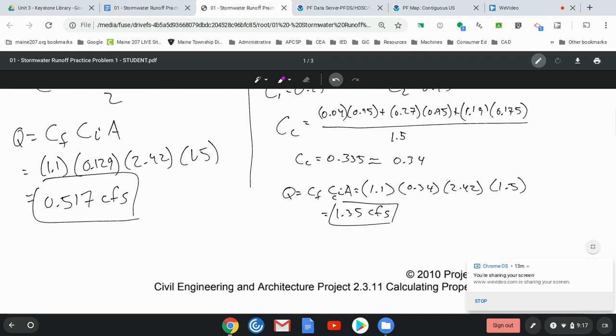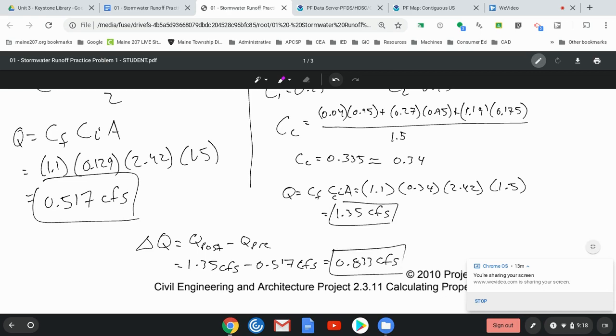All right, so now we have our two numbers. Our change in runoff, delta Q, is Q pre, oops, not pre minus post, post minus pre. So Q post minus Q pre, which is 1.35 cubic feet per second minus 0.517 cubic feet per second. So 1.35 minus 0.517, and you get 0.833 cubic feet per second.